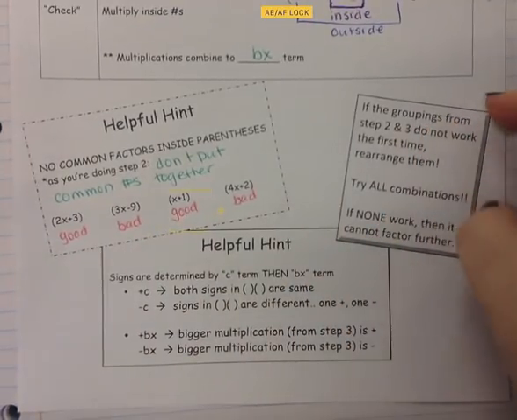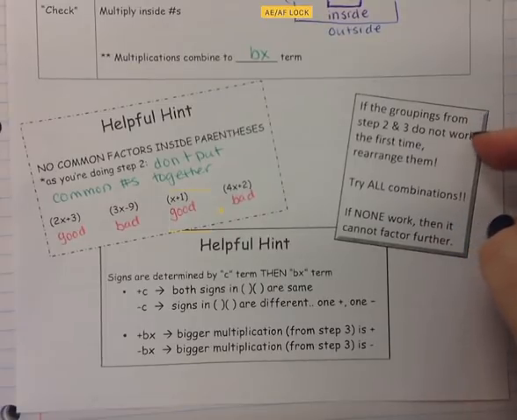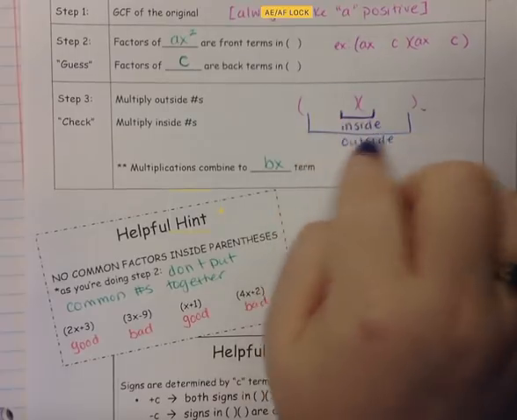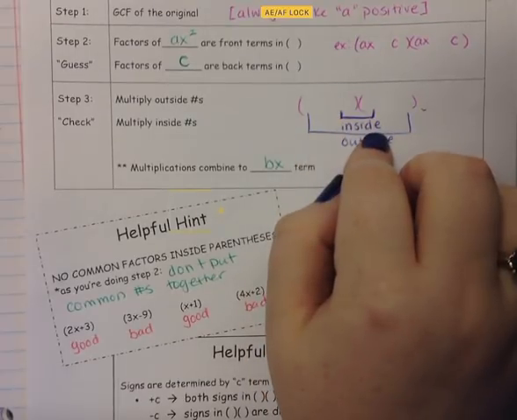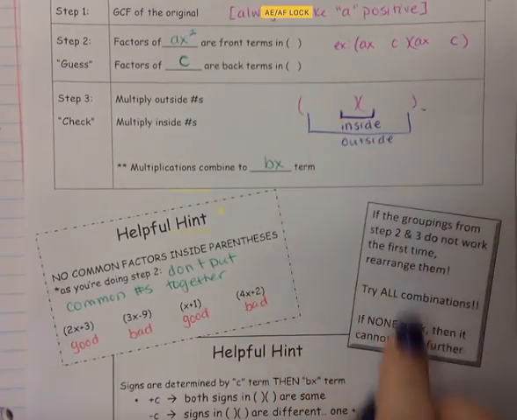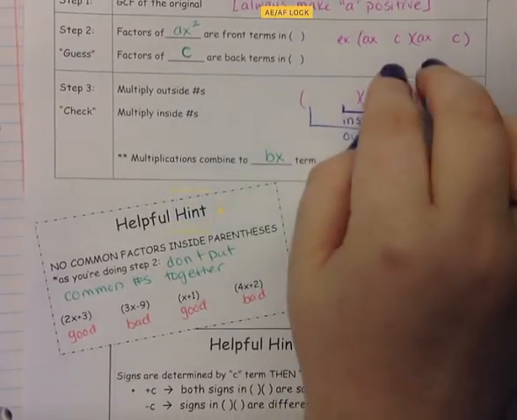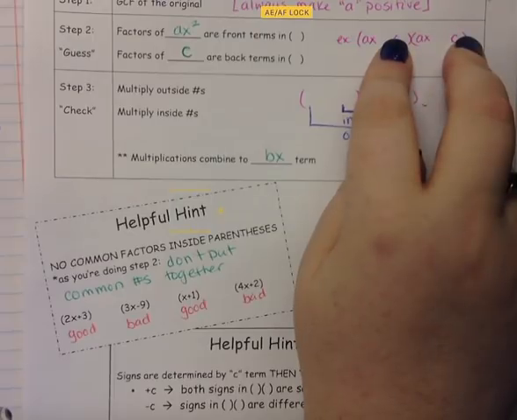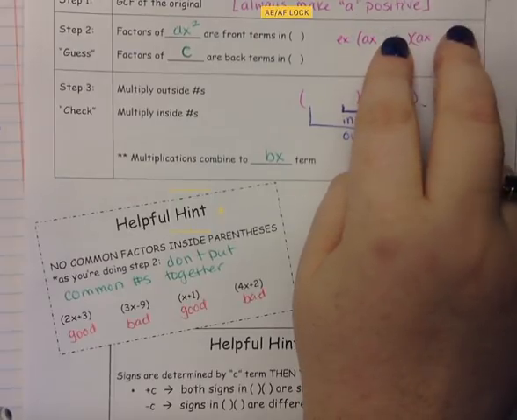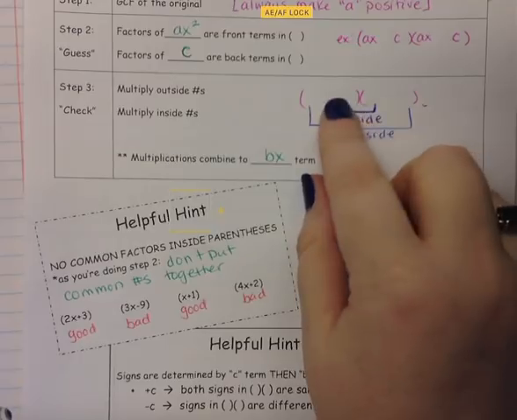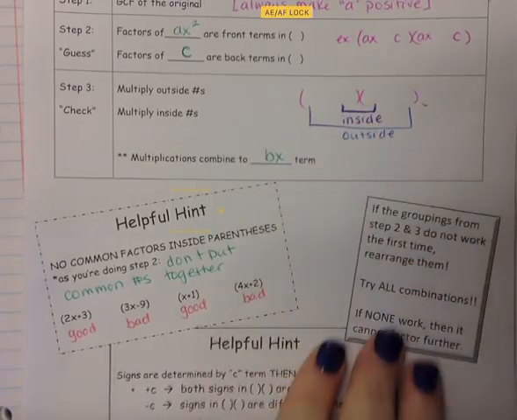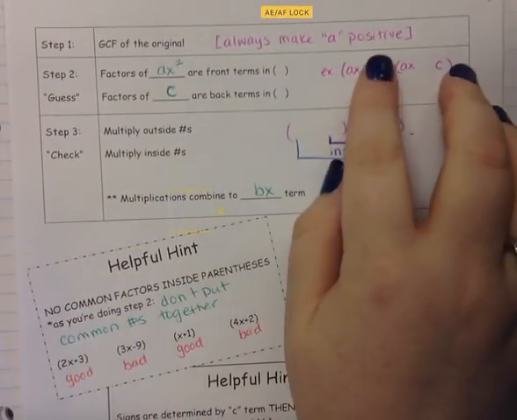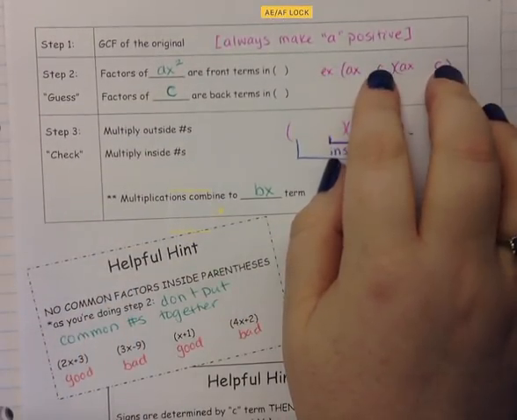Now, if the groupings from step 2 and 3 do not work the first time, so if you try and put groupings together and they don't check out right, that does not mean the problem is wrong. That means that you just need to rearrange them. So if this was 1 times 7, you could have your 7 here and then your 1 here, because that will change the multiplications. So you try them again. You're going to try all the combinations. A lot of times you'll just change around your C terms.